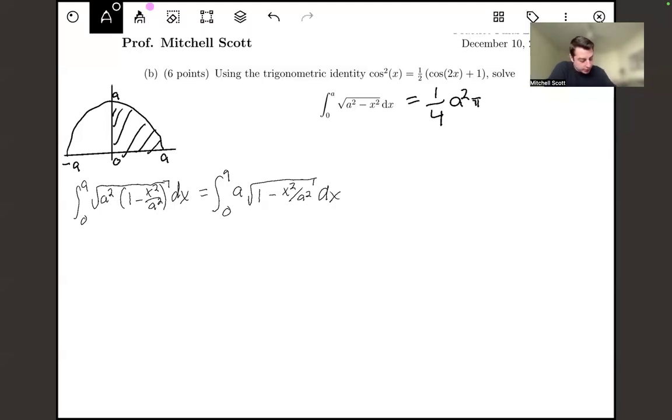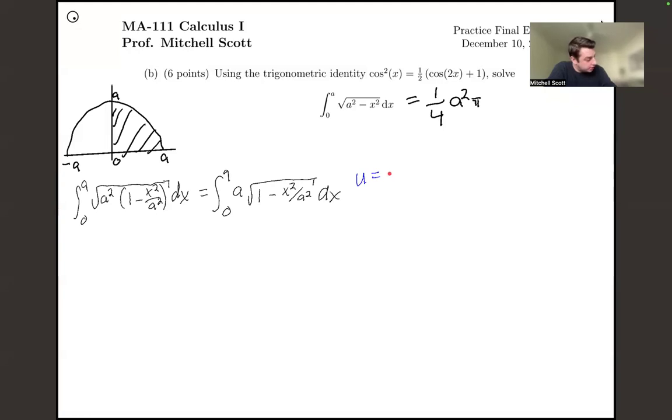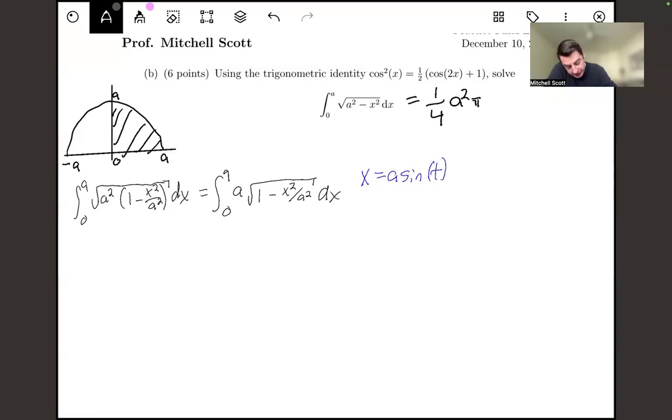So I'm going to switch colors. Oh, I'm sorry, the problem is in terms of x. So I'm going to do x equals a sine of t, okay? And then from this, we have dx equals a cosine of t dt. And this might not look helpful in the meantime, but let's continue going forward, right?